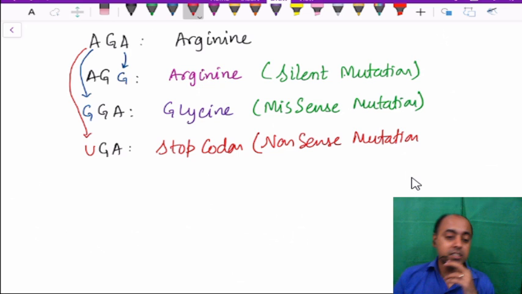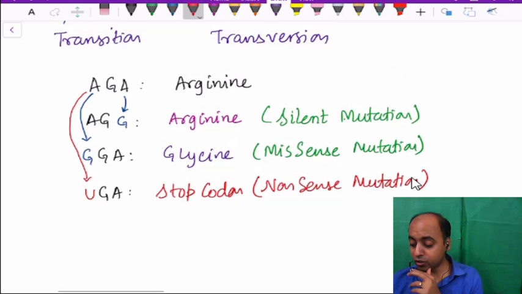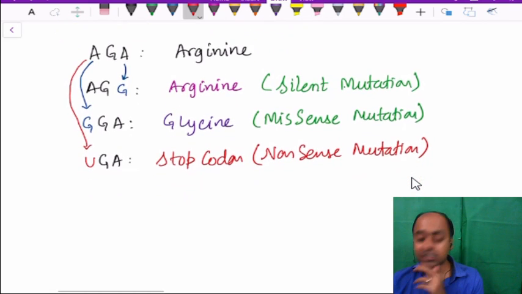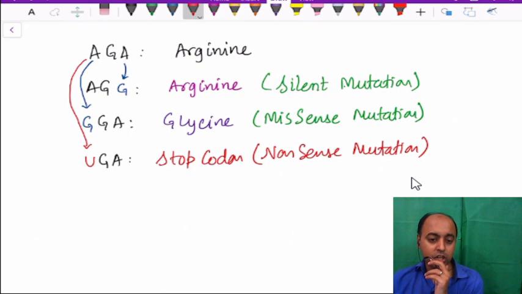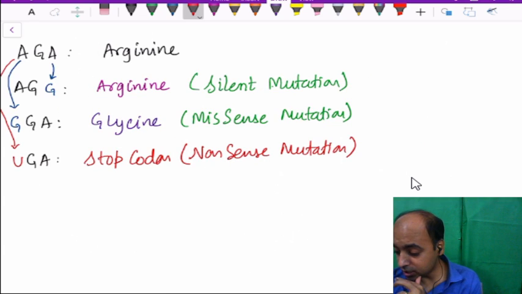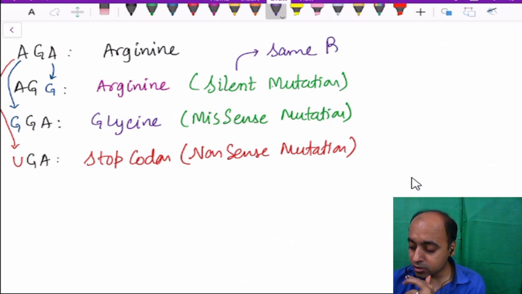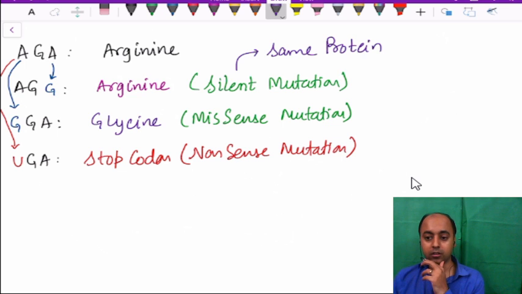When a single nucleotide change results in the appearance of a stop codon, we call it the nonsense mutation. So the transition and transversion that we talked about can result in the silent mutation, the missense mutation, or the nonsense mutation. What do you see in these changes? In silent mutation, you get the same protein. There is no change in the protein that you are getting.